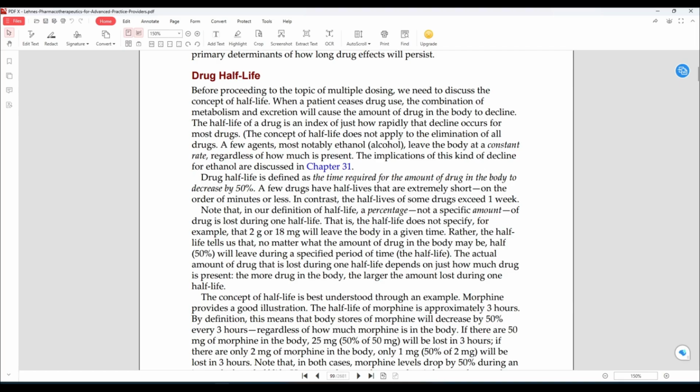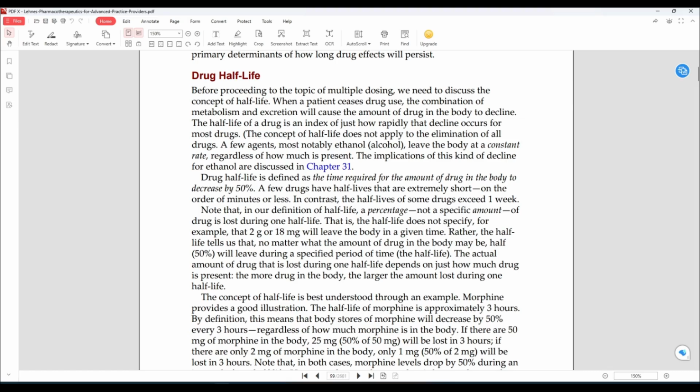For most drugs, a few agents, most notably ethanol or alcohol, leave the body at a constant rate, regardless of how much is present. The implications of this kind of decline for ethanol are discussed in Chapter 31. Drug half-life is determined as the time required for the amount of drug in the body to decrease by 50%. A few drugs have half-lives that are extremely short, on the order of minutes or less. In contrast, half-lives of some drugs extend up to 1 week.